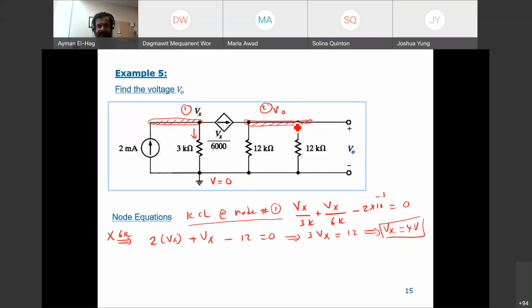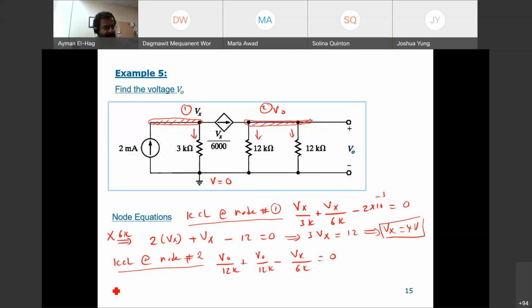So apply KCL at node number 2. So assume currents are leaving. This is current leaving, this is leaving, this is entering. I cannot touch it. So this becomes V0 divided by 12K plus V0 divided also by 12K minus Vx divided by 6K is equal to 0.